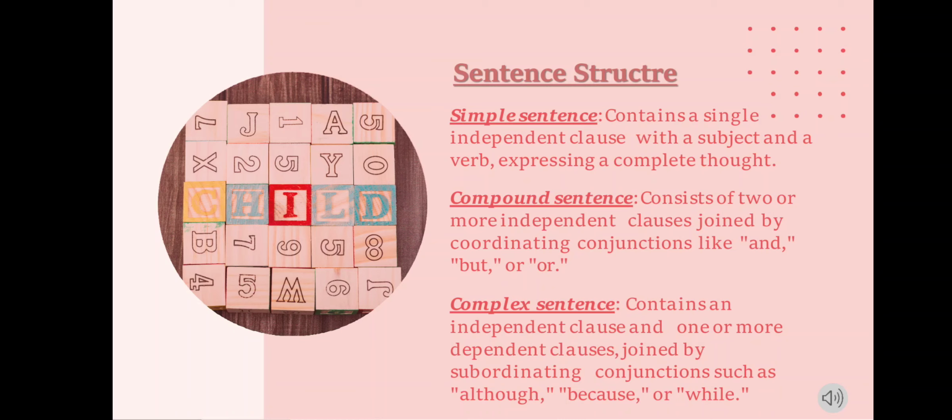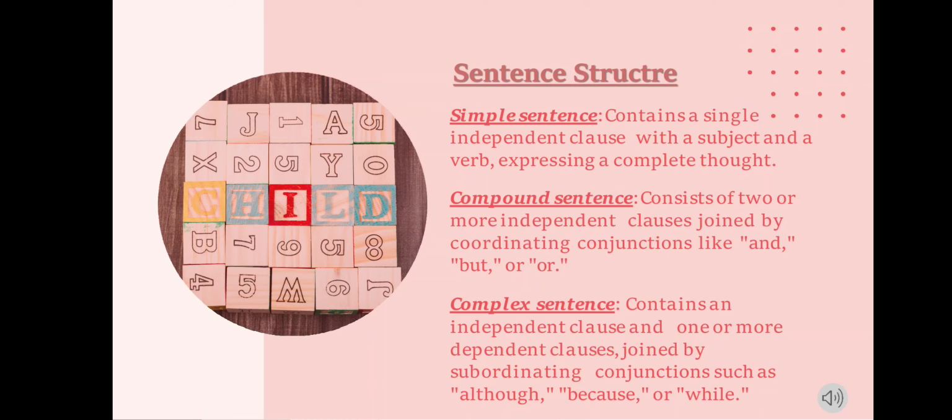Let's begin with simple sentences. A simple sentence consists of one independent clause, which contains a subject and a verb and expresses a complete thought on its own, so it can stand alone. It typically presents a single idea or only one specific action. For example, the sun shines brightly. It's a complete sentence that can stand alone.